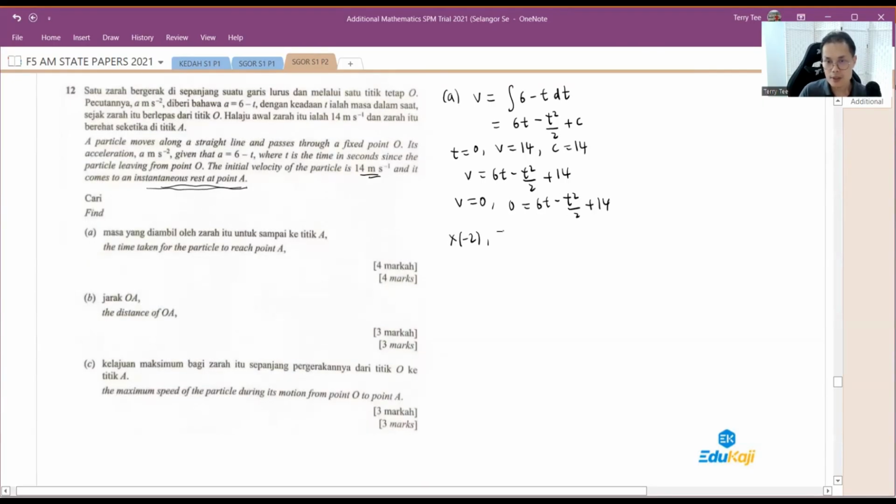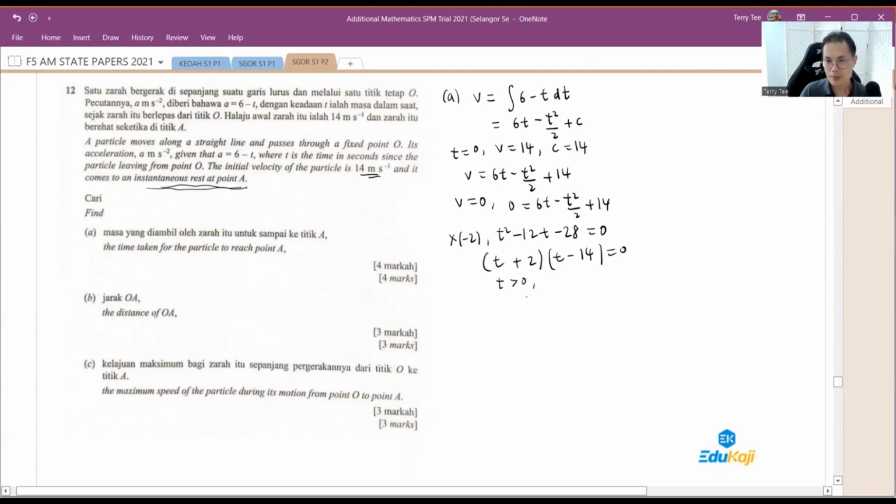I don't want this negative, so it's t squared. 6 times -2 is -12. 14 times -2 is -28. I can factorize this, right? Factor of 28 should be 14 and 2. In order to get -12, 14 must be negative, 2 must be positive.